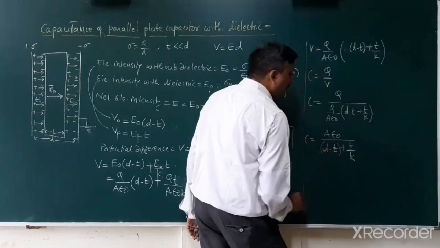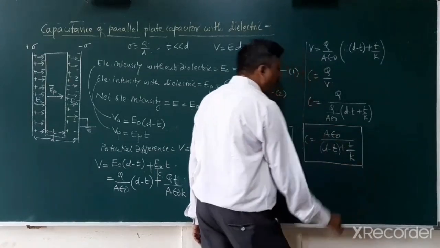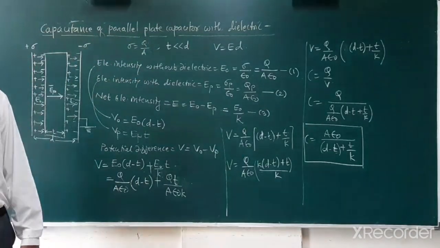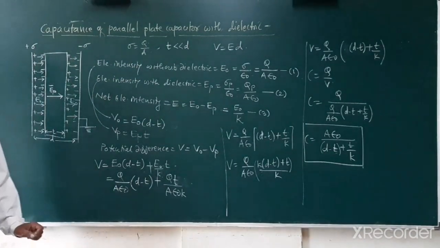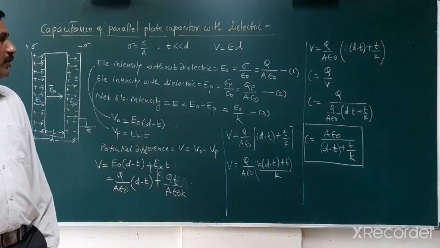For your simplification, write down in this way. This is the capacitance of a parallel plate capacitor filled with a dielectric whose thickness is t. C equals A epsilon 0 upon d minus t plus t by k. Okay, now just pause this video.